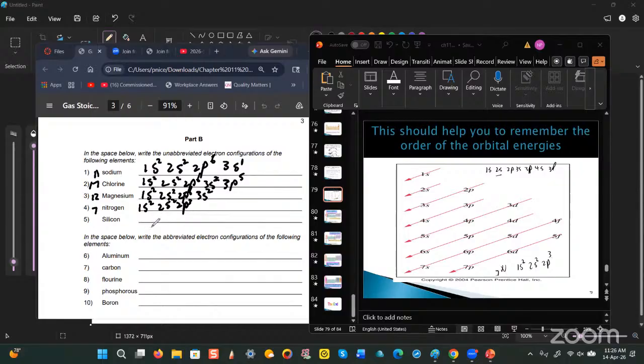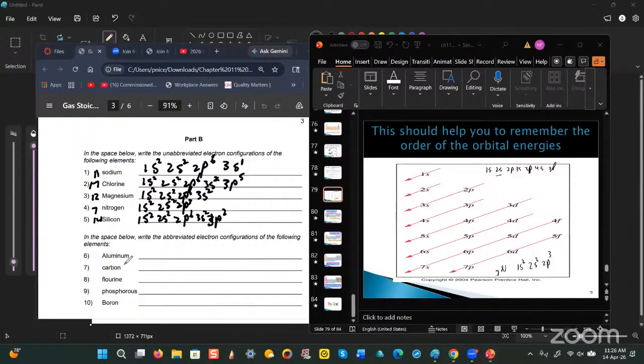What about silicon? What's the atomic number? Okay, so silicon is 14. So tell me what to write down. 1s2, 2s2, 2p6, 3s2, 3p2. Okay, very good. All right, and that's it.